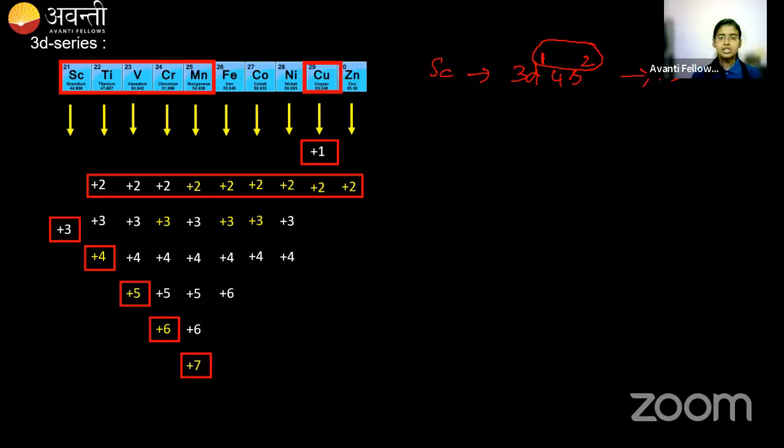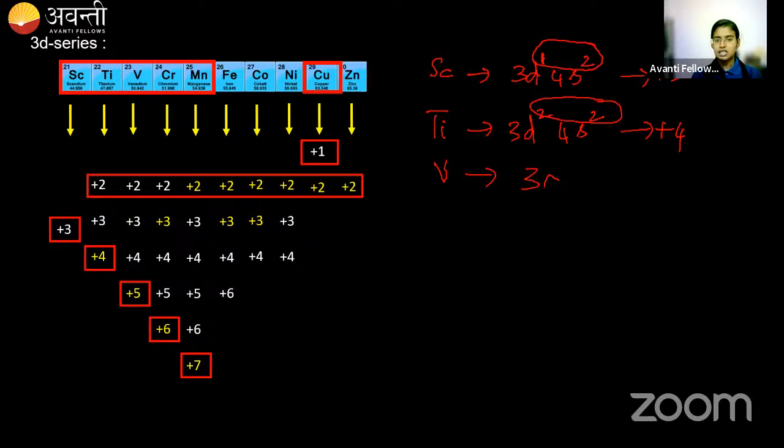Then if you look at titanium, the configuration is 3d2 4s2. So how many electrons are present? 4 electrons. So the highest oxidation state for titanium is +4. And when you see vanadium, it is 3d3 4s2. So how many electrons are present? 5. So the maximum oxidation state for vanadium is +5.